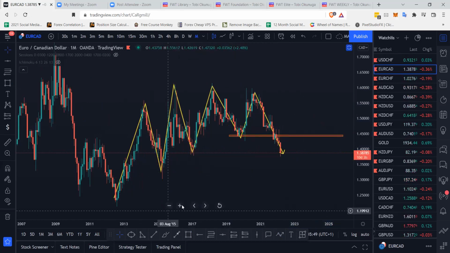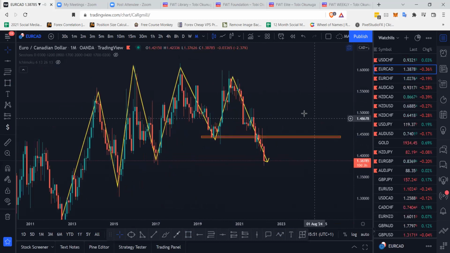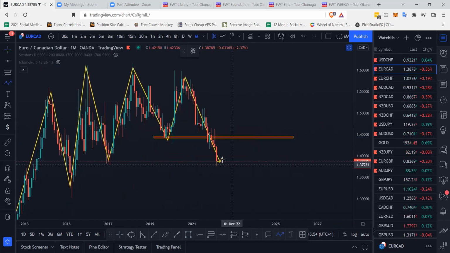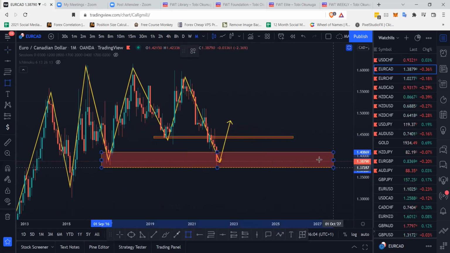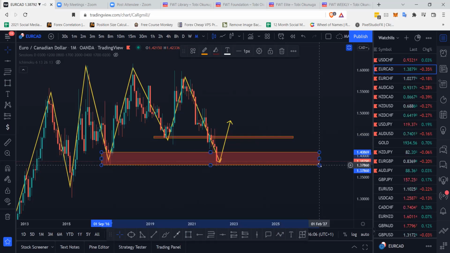So possibly on EuroCAD now, we are anticipating a retracement into the zone, because also price is at a demand level here. So we're going to anticipate a retracement here. On EuroCAD, on monthly, price is in a demand level, which will prompt this move here. So let's try and look for buys on EuroCAD.